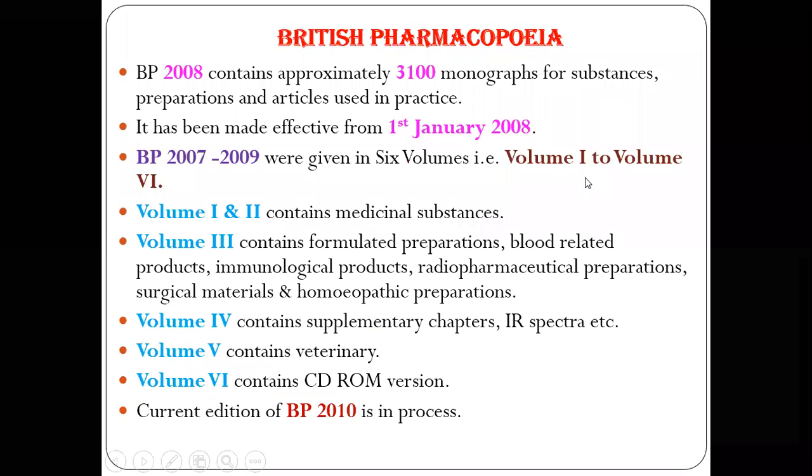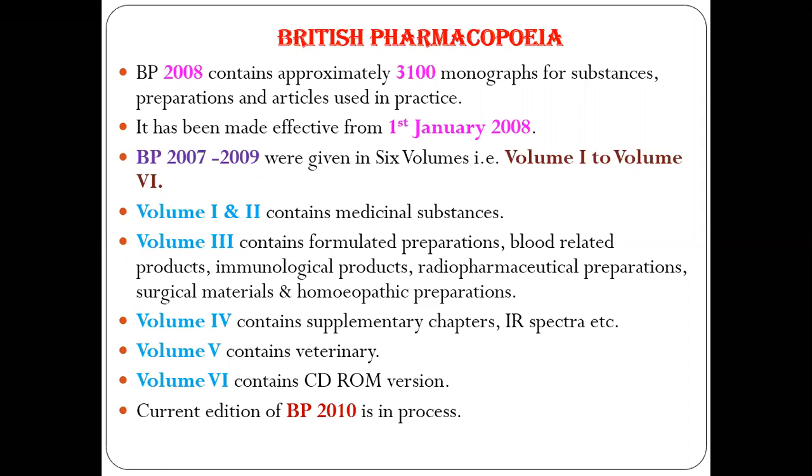In 2008, BP also published its own pharmacopoeia, and in that pharmacopoeia they gave information about 3,100 monographs, or 3,100 names of drugs, and it was made effective from 1st January 2008. Then the British Pharmacopoeia 2007 to 2009 was published in 6 volumes. So they had very big, huge information. That's why they divided it into 6 volumes.